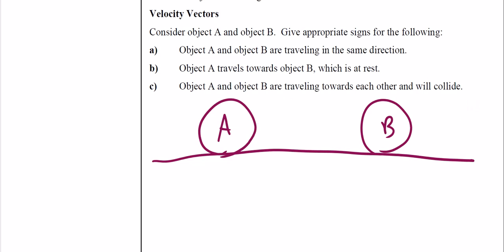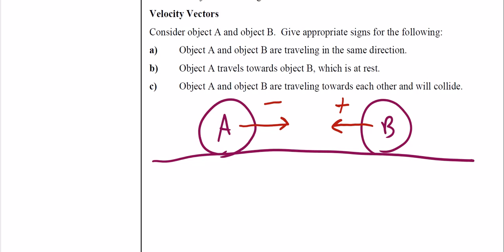Object A travels towards object B, which is at rest. So this has an initial velocity of 0. This has a velocity, so I want to make going to the right be positive in this case. Objects A and B are traveling towards each other and they will collide. So I can make this positive and I can make this negative, or I can switch them around if you'd like. Regardless, we need to make sure that they're oppositely signed.